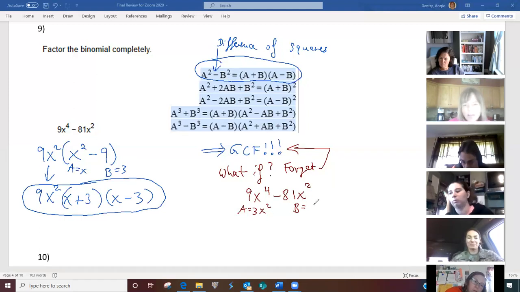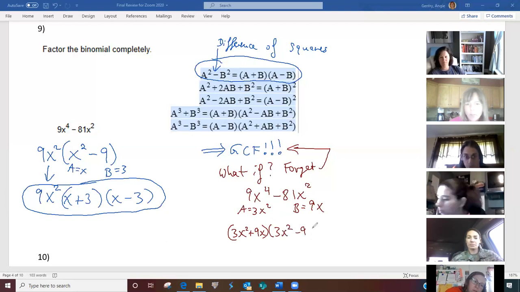Okay, so b is 9x, right? Because you never worry about signs when you're dealing with a formula like this. So then you say, okay, it's a plus b times a minus b. But then what is the problem now? It says completely, and it always means completely. Is this factored completely? Look at these two terms, they have something in common. What is in common between these terms? They both have a 3x.